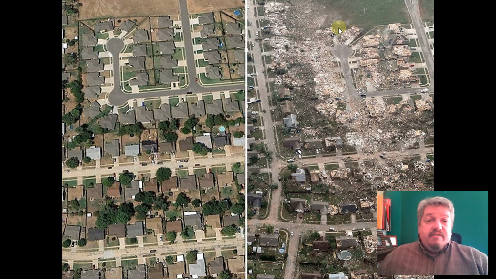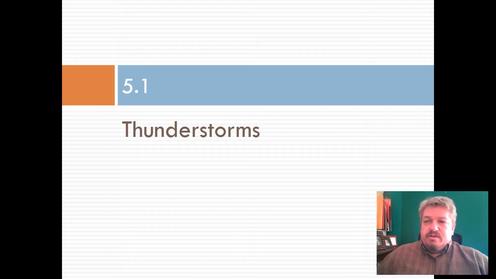And you can see right here the definite path of a tornado. These houses are level. These houses are still standing. And that's a space of 50 feet. So tornadoes come in all shapes and sizes, and we're going to talk about the things that cause those. But part of the first cause, and let's get right into it, are thunderstorms.